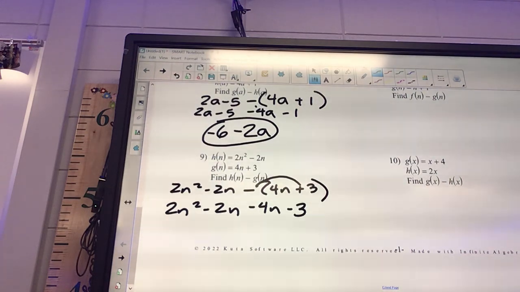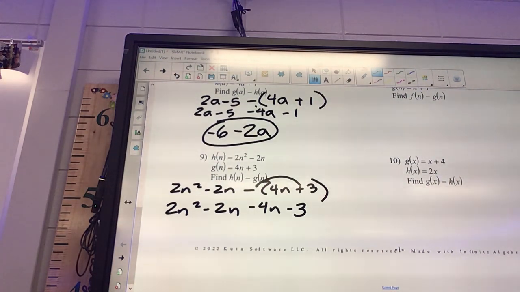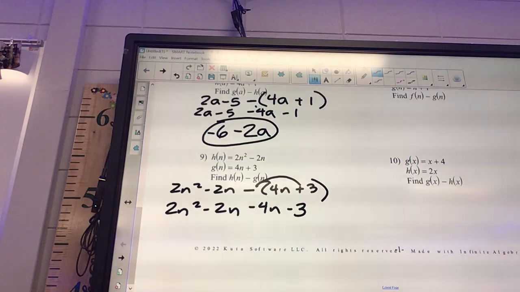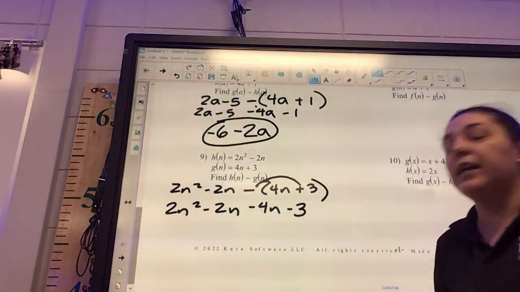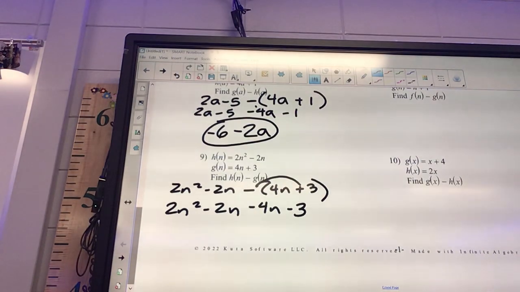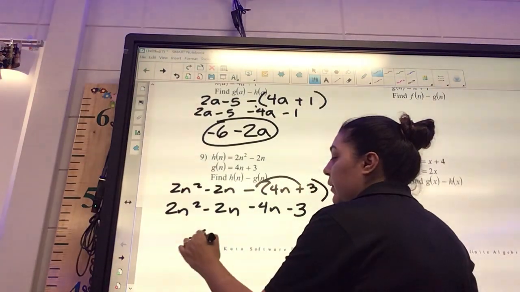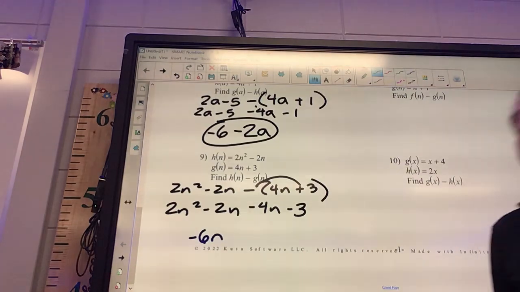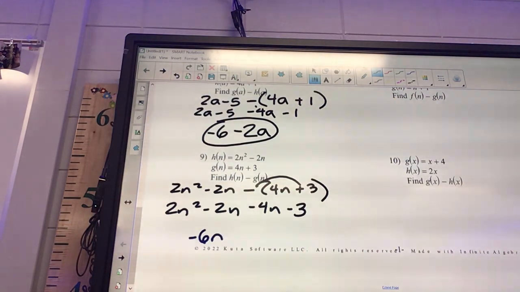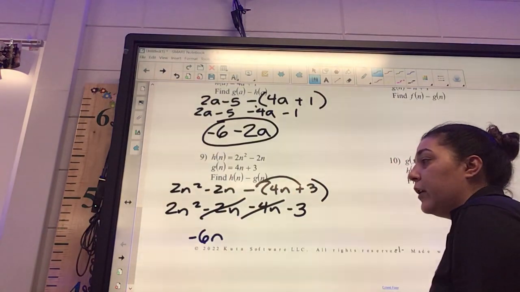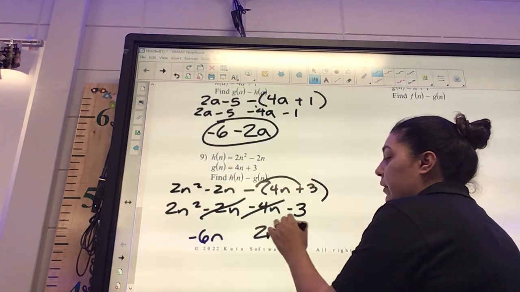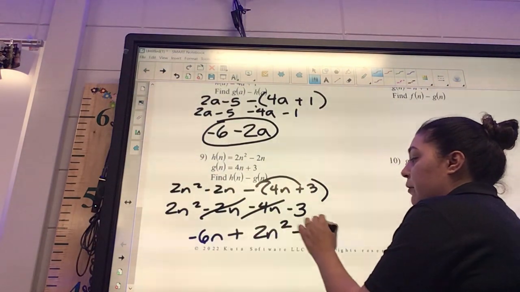What can we put together? Negative 4 and a negative 2. What's that going to give me? Negative 2 minus 4. Negative 6n. Okay, can I put anything else together? So these ones are done. So we're going to have 2n squared, that's going to be a plus, and a minus 3.